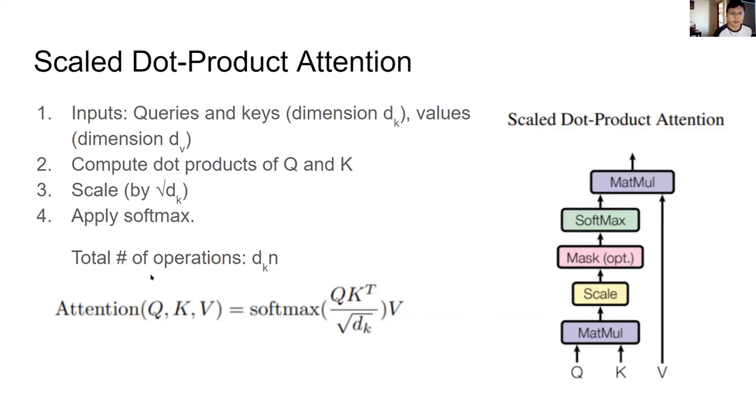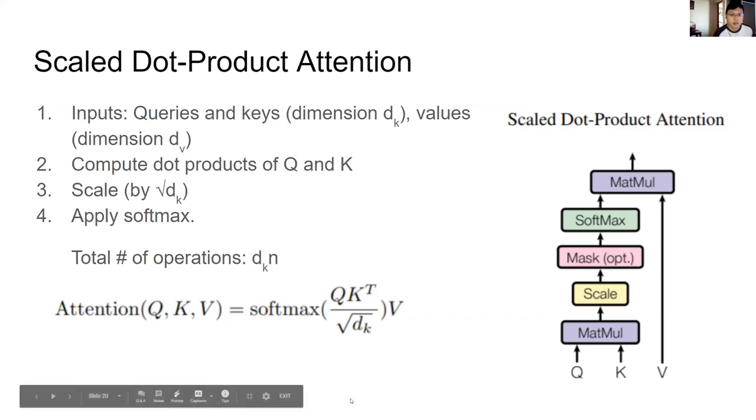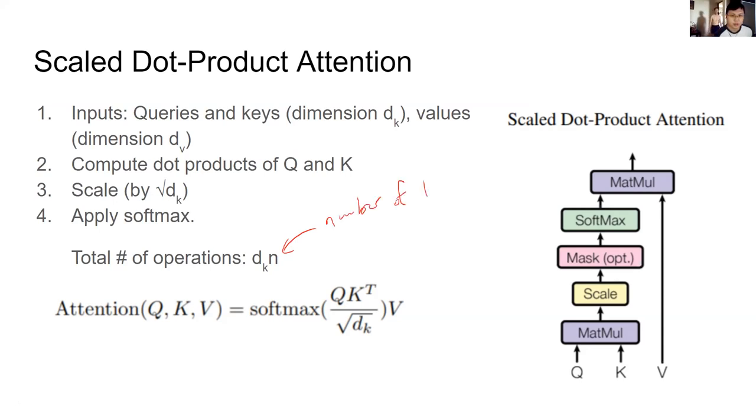And importantly, the total number of operations that needs to be done in this scaled dot product attention is the dimension of the queries and the keys times n, which is the size of your tokens, yeah.